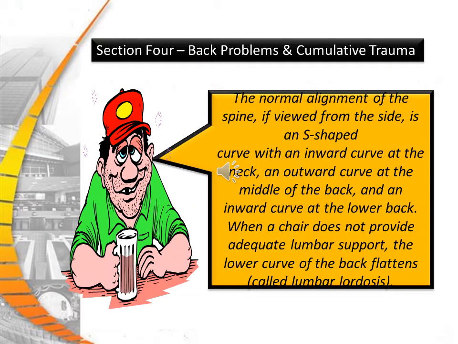The normal alignment of the spine, if viewed from the side, is an S-shaped curve with an inward curve at the neck, an outward curve at the middle of the back, and an inward curve at the lower back. When the chair does not provide adequate lumbar support, the lower curve of the back flattens, and this is called lumbar lordosis.